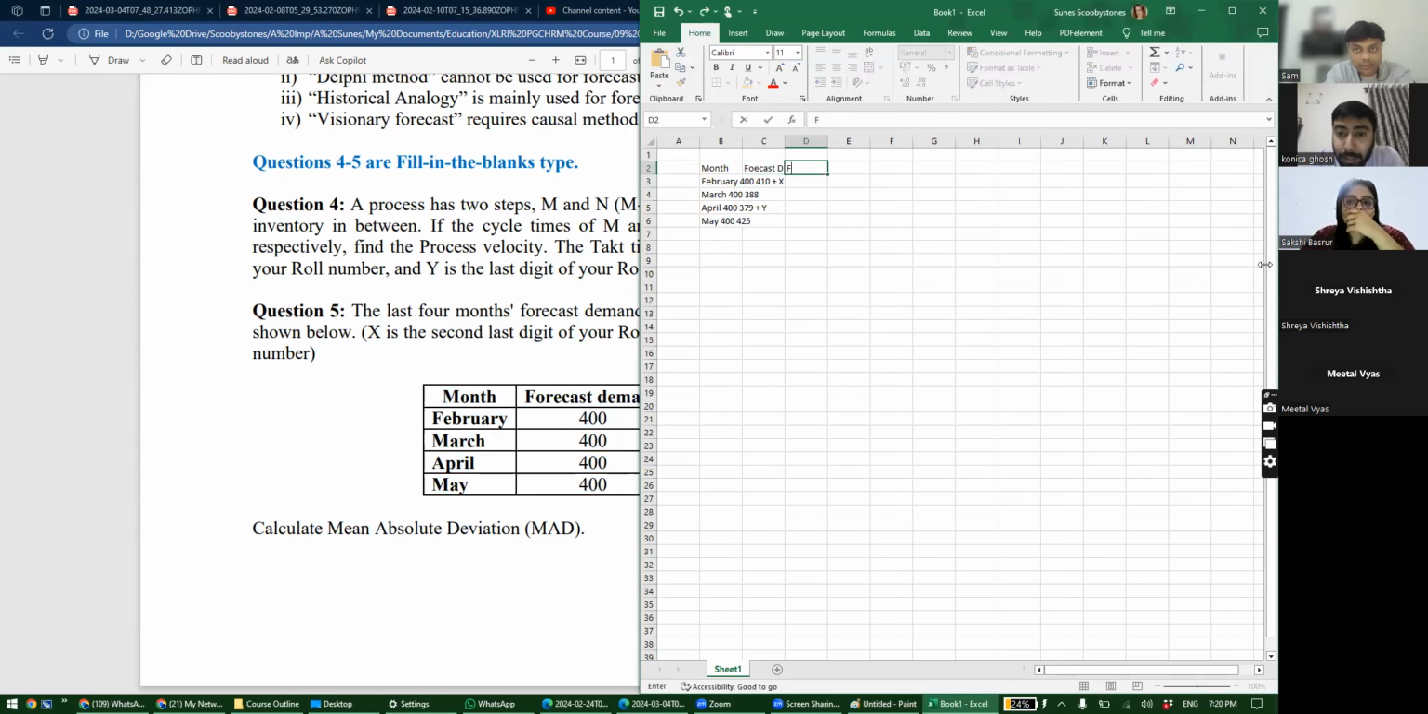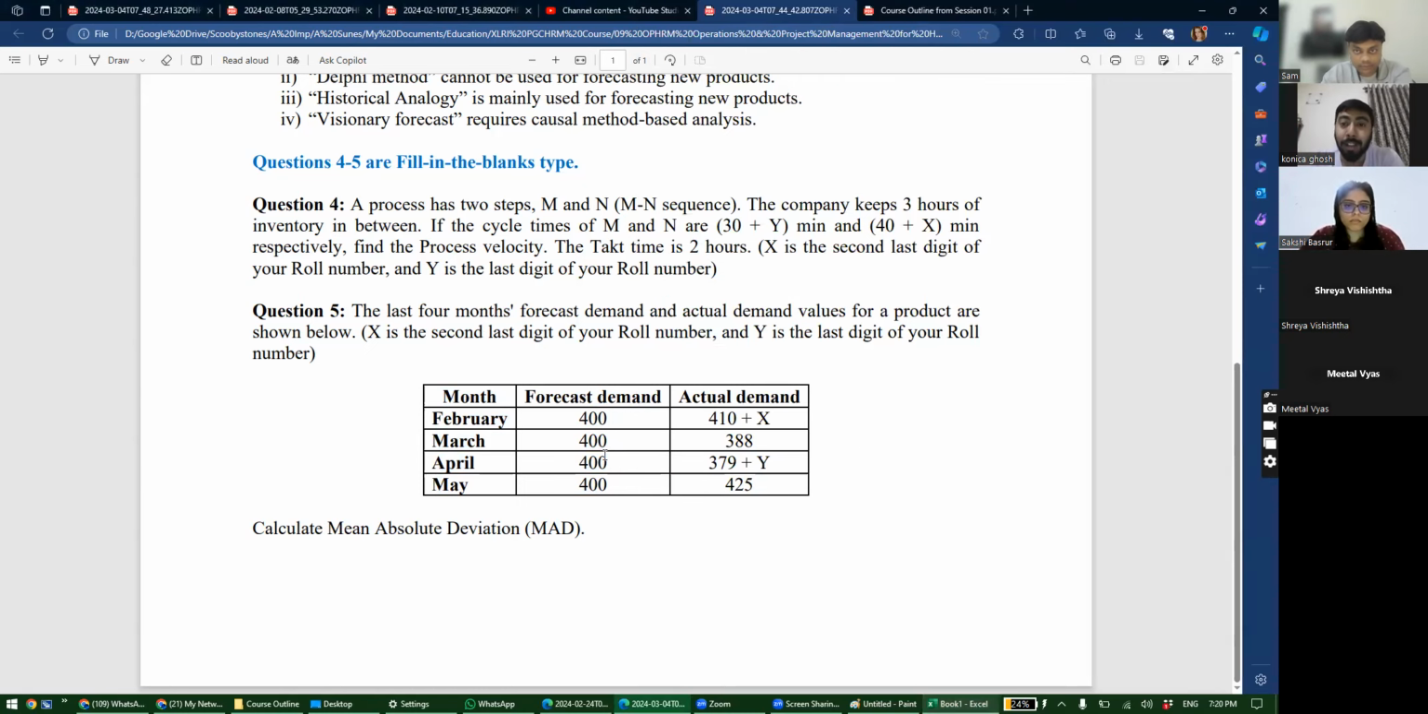Forecast demand, actual demand. See, forecast is basically nothing but a prediction, like weather forecast, right? It's just a prediction of what the weather will be like. So basically they're predicting that every month there'll be a demand of 400, whereas the actual demand will always alter.